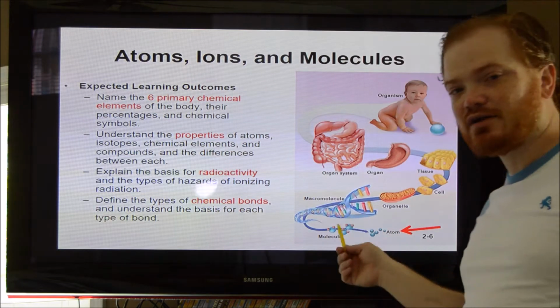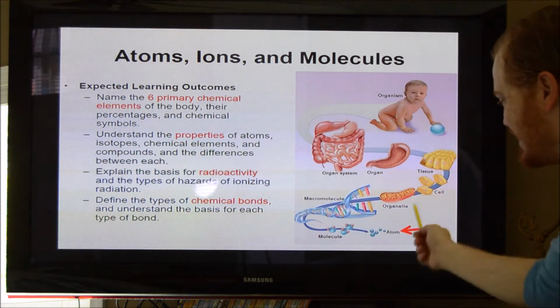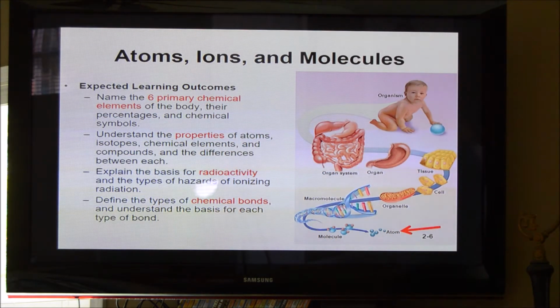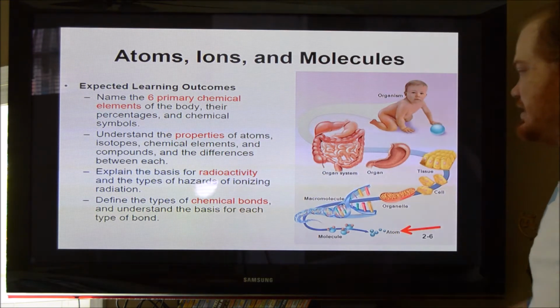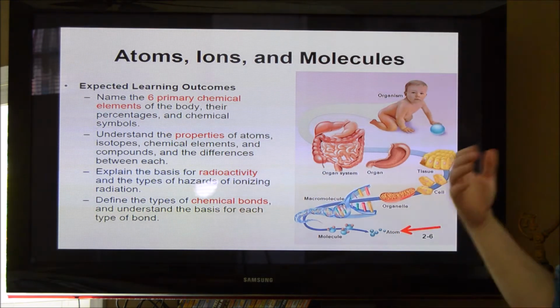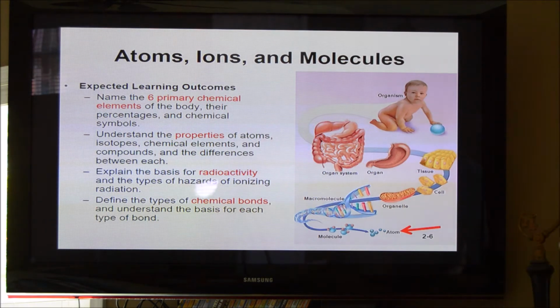Now, this is very, very important for us, alright? Atoms. This is where we have to start, because if you're going to understand all the rest of this, you really need to understand how atoms function. Okay, so we're going to start at the bottom, we're going to work our way up.